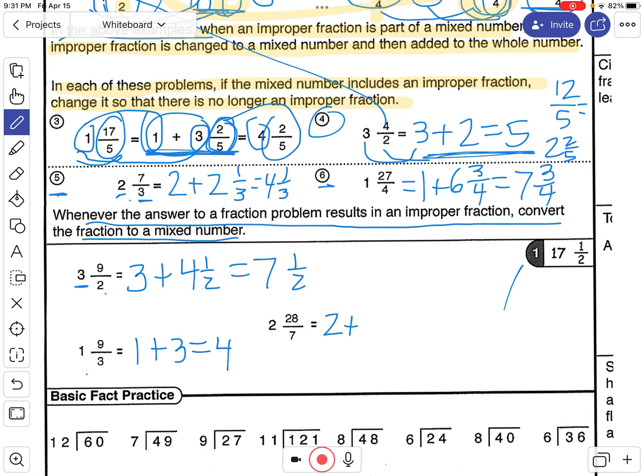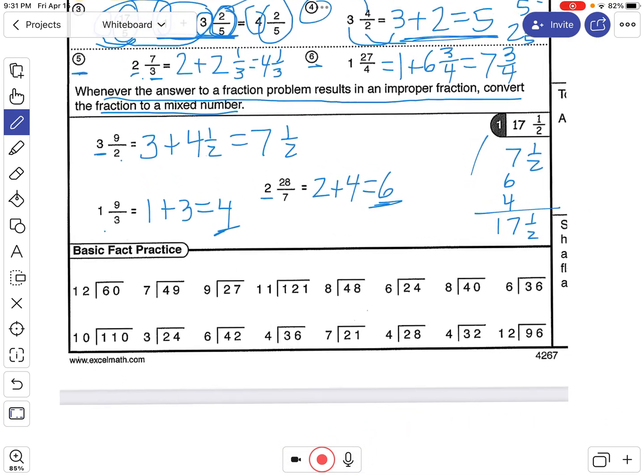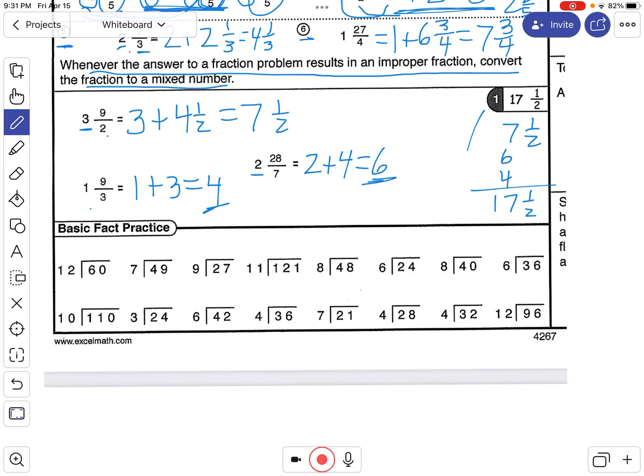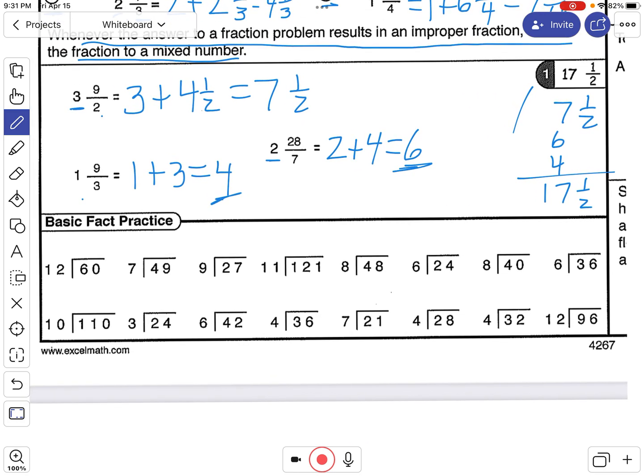We always just copy this number. Plus 7 goes into 28 4 times. 7 times 4 is 28, so that's 4 wholes. And the answer there is 6. And then we put 7 1/2 and 6 for this one and 4 for that one. That equals 17 1/2. Woohoo! Okay, pause the video, do the division problems, and then turn it back on when you're ready for the solutions.